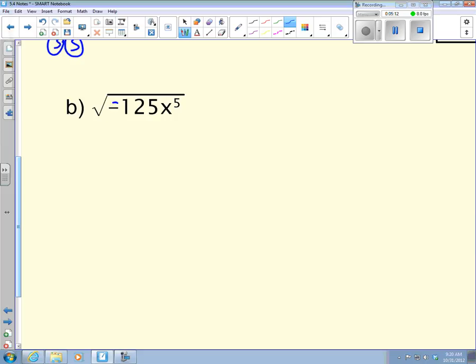Anyway, right there. So I'm going to pull that out and put i on the outside of my square root, 125 x to the fifth. This is no different than the square root of -1. The square root of -1 is equal to i.